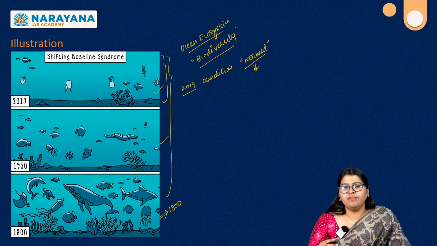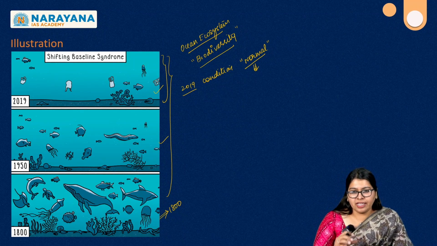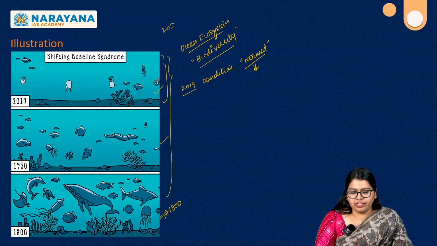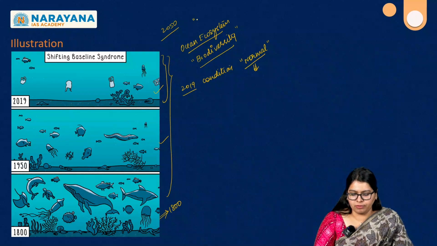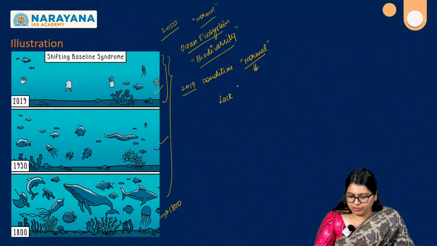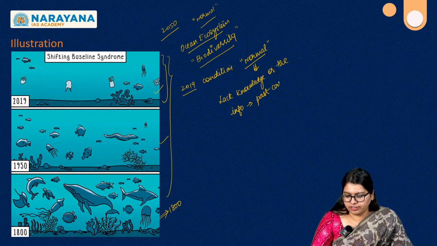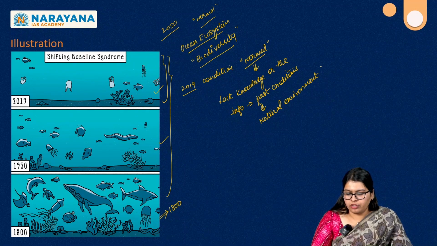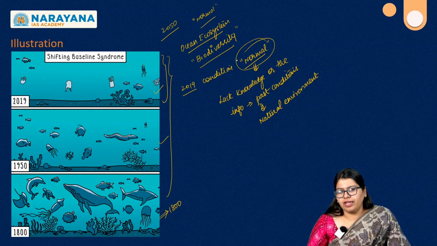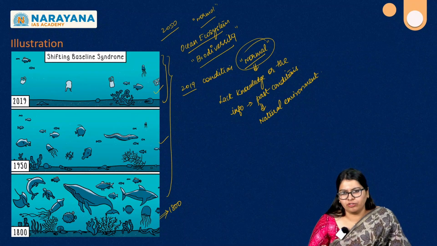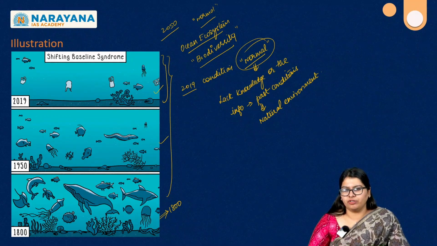Similarly, if the future generation witnesses the same ecosystem with a differing level of biodiversity in 2050, they would consider that to be normal. This is because we lack knowledge or information about the past conditions of this particular natural environment. So this particular concept of a new normal and shifting the baseline of the new normal is called shifting baseline syndrome. So now let us go into the definition of this concept.